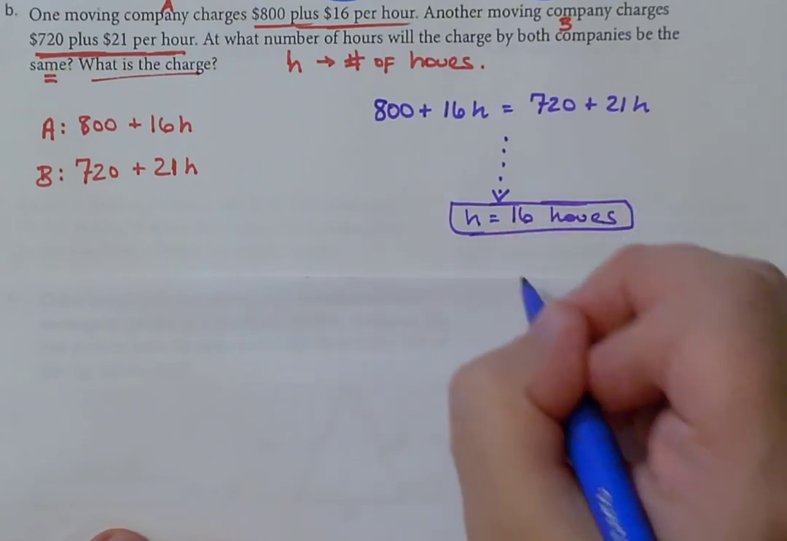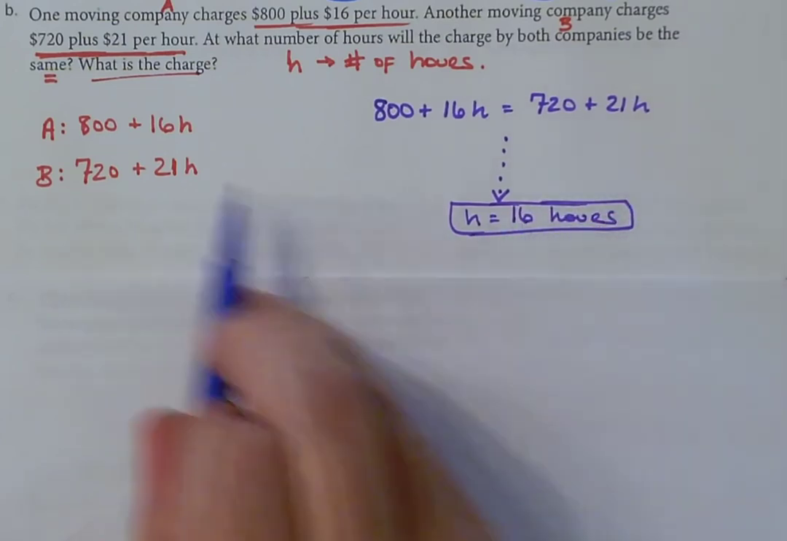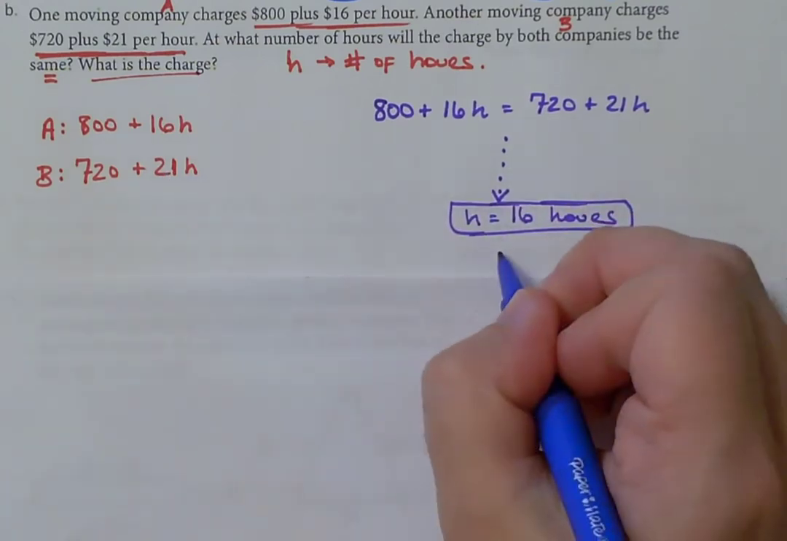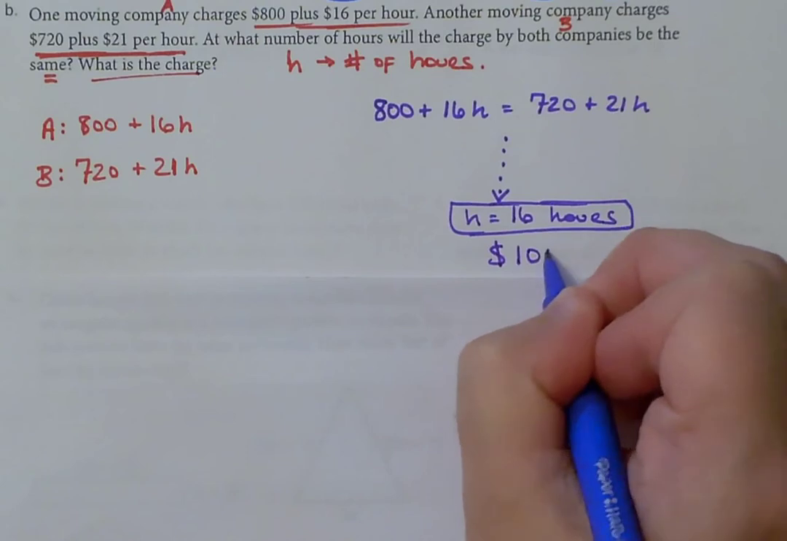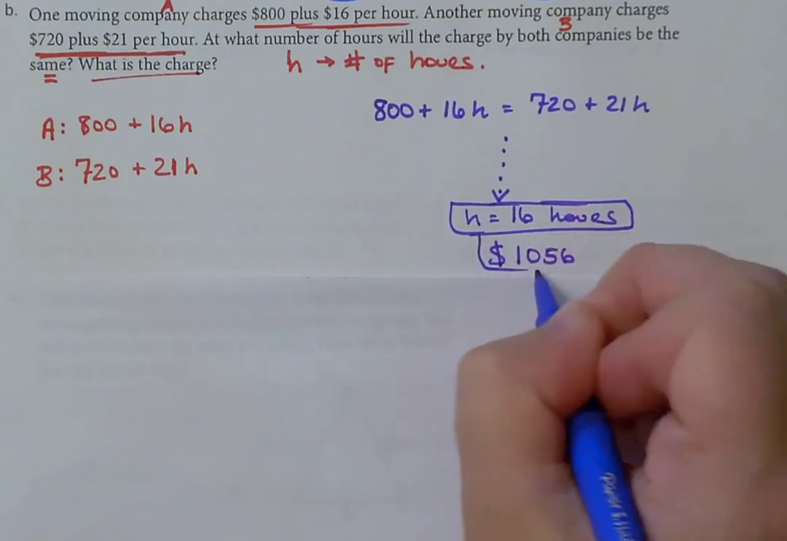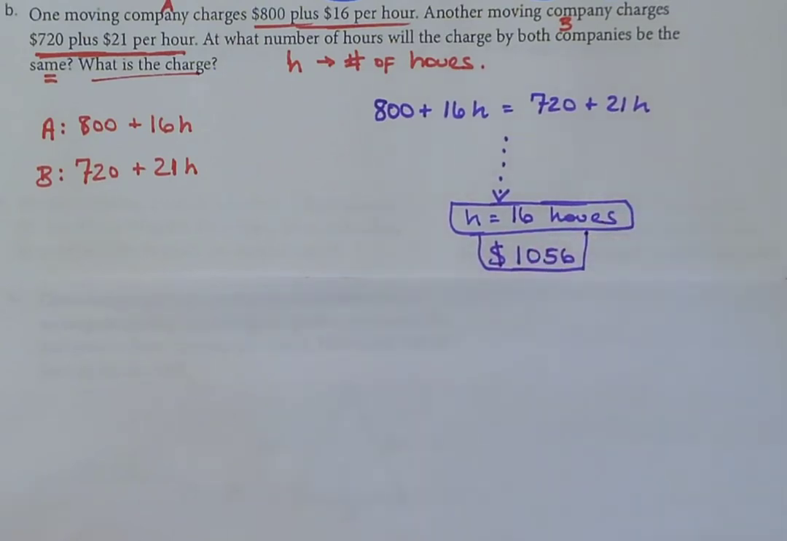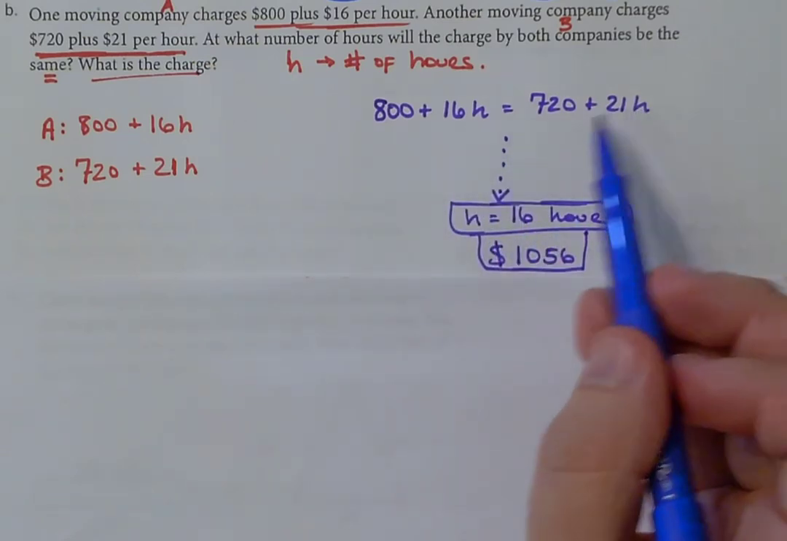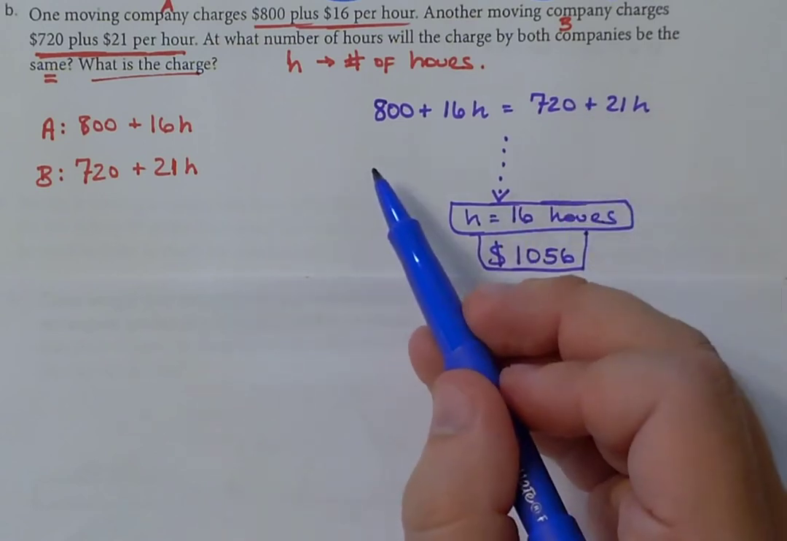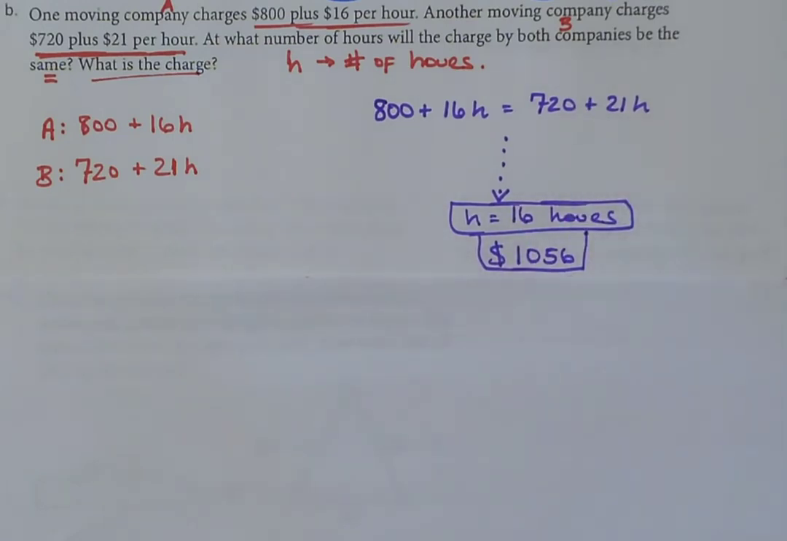And the amount in that case, if we plug 16 back into one of these, and again I'm going to let you practice that, you should get $1,056 for the amount. So I will leave that for you to practice going through and solving for H. Remember, move the H to one side, move the number to the other side, and then divide, and you should get your answer.